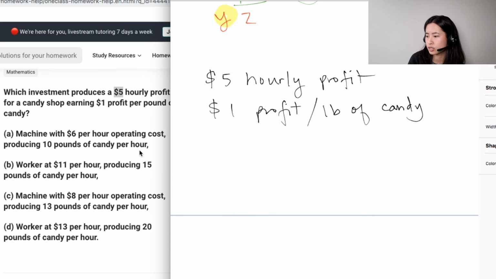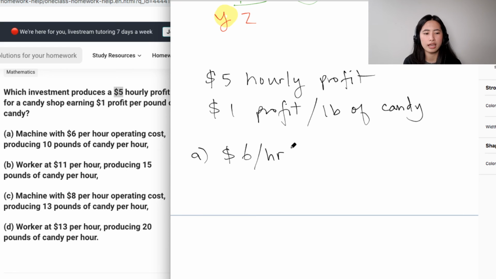Okay, so for the first option, we have A. It says machine with $6 per hour operating costs, and this is basically producing 10 pounds. LBS is pounds, right, of candy per hour.